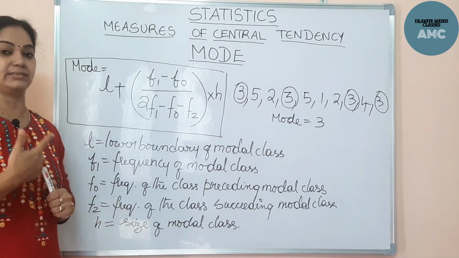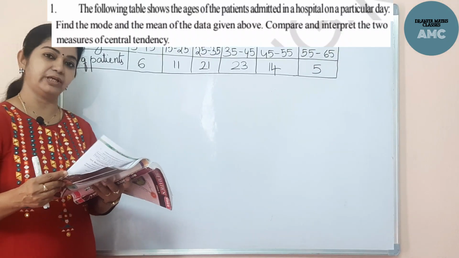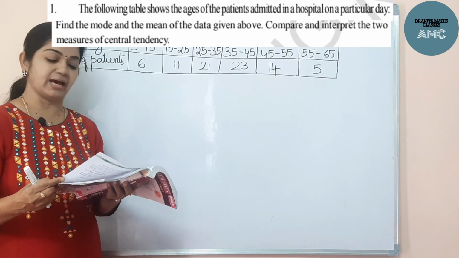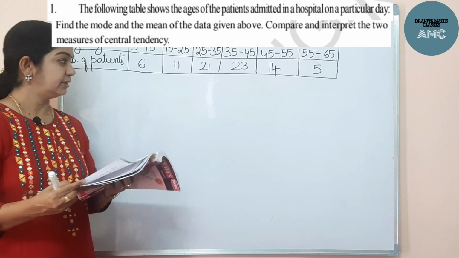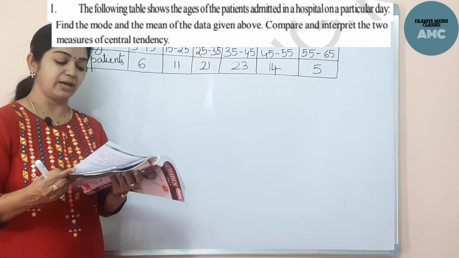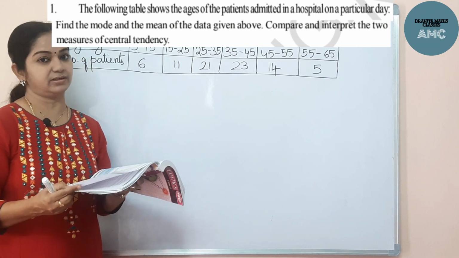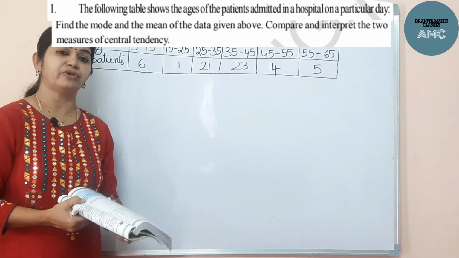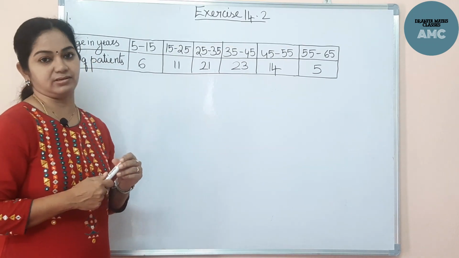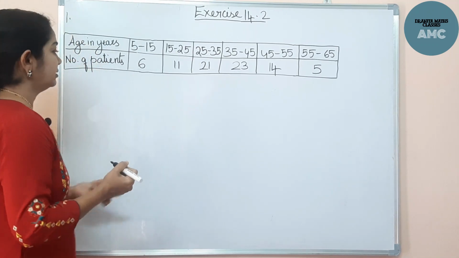Now, we will be seeing the exercise problems. Quickly copy down, children. Pause the video. Exercise 14.2. The following table shows the ages of the patients admitted in a hospital during a year. The table gives age in years and number of patients. Find the mode and the mean of the data given above. Compare and interpret the measures of central tendency. So, we will find the mode as well as the mean, and then we will compare the measures.